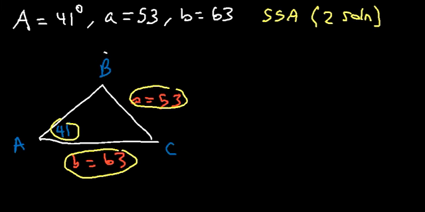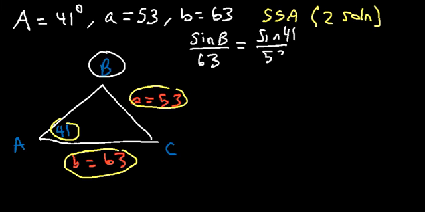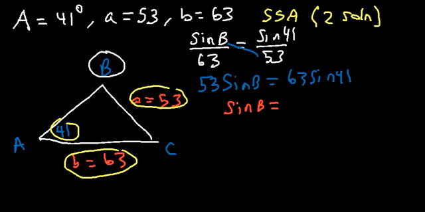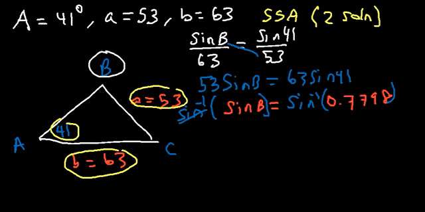So let's start by solving for angle B. Sine of angle B divided by B is equal to sine of angle A divided by A. So let's cross multiply. 53 sine of B is equal to this. And let's divide both sides by 53. So 63 times sine 41 divided by 53 gives us a decimal value of 0.7798. So now we're going to take the inverse sine of both sides. So these two will cancel, and then B is equal to the inverse sine of 0.7798.